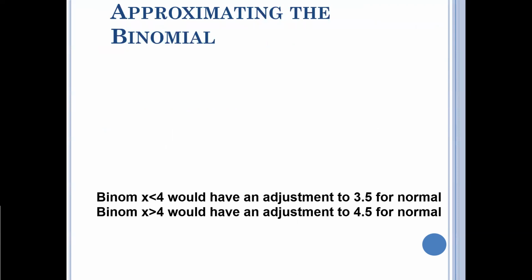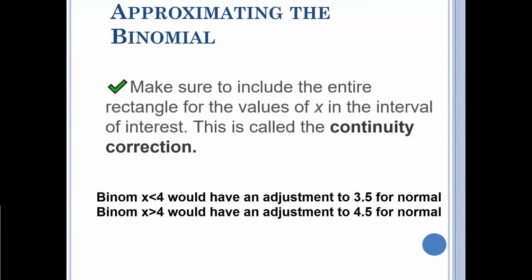This is a silly thing. I don't know why we do this anymore, this whole approximation thing, but it's still used as a teaching tool. We have to talk about it. Just know that when we're doing this, we have to do what's called the continuity correction. And this is where we either add or subtract 0.5 to get a better approximation of the binomial.